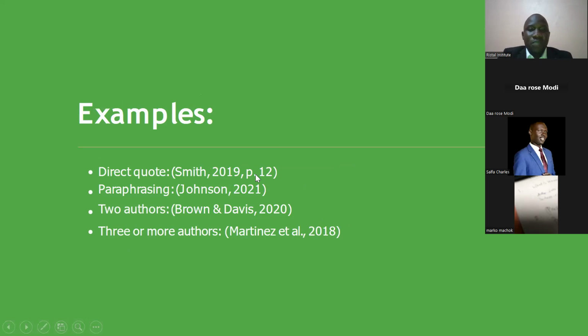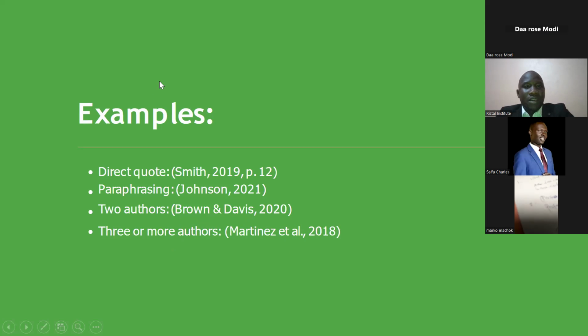The direct quote, make sure that you include the page. The paraphrasing, that's the last name and then the et al. and then the year of publication. Two authors, it is Rose and Dennis, like I said. And then if there are many, it is the last name and then you put the dot, what we call a period. The full stop is called a period, and then a comma, and then the year. Those are very important. So that is the example. Yes, Rose.